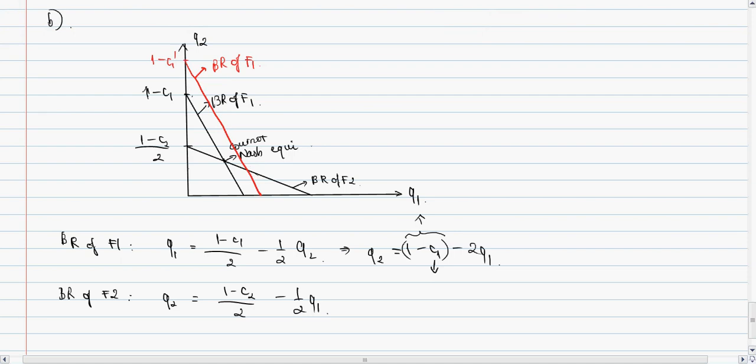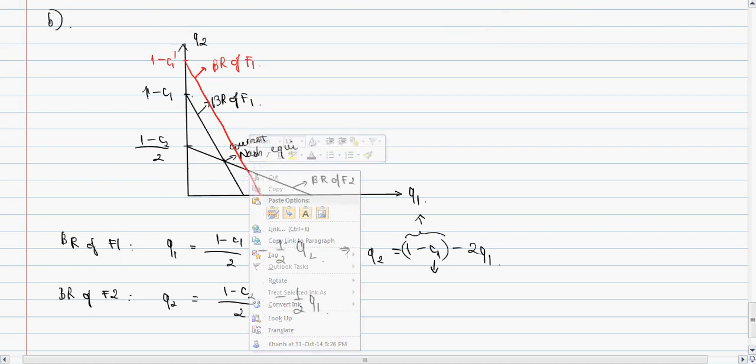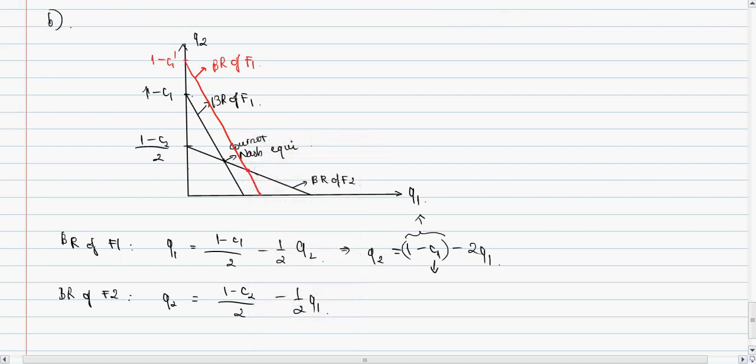Okay, so you can see the new equilibrium now is this point here where we have a new intersection. Okay, so we have a new equilibrium. As we can see from the graph, the new equilibrium basically specifies a higher level of Q1 and a smaller level of Q2 in equilibrium. So firm 1 will be able to produce more, and firm 2 will have to produce less in the equilibrium.